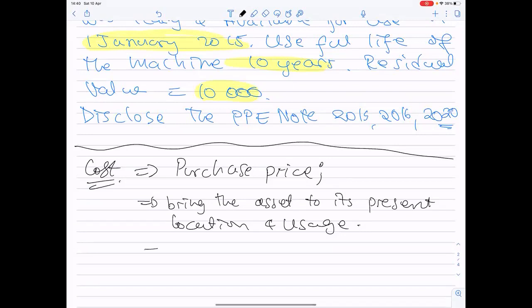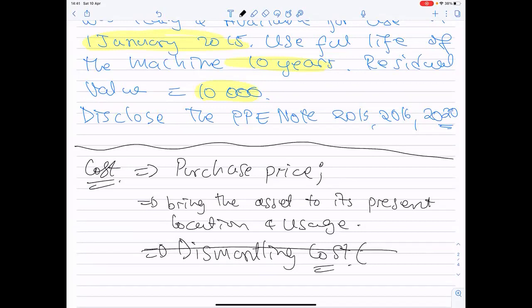Are we together? And also we can look at the dismantling cost. Altogether, all costs that are going to be incurred when we dismantle the asset in future, but the dismantling cost is just the present value of the estimated dismantling cost in future. But this one is not in your syllabus. We are going to do that when you are doing your CTA, so don't worry about dismantling cost at the present moment, right?